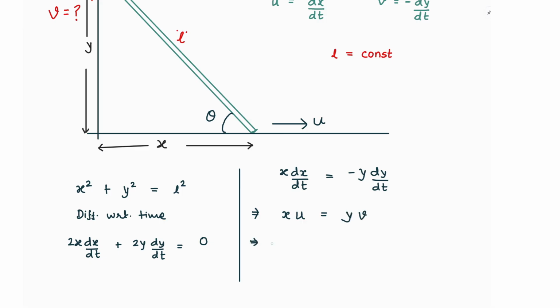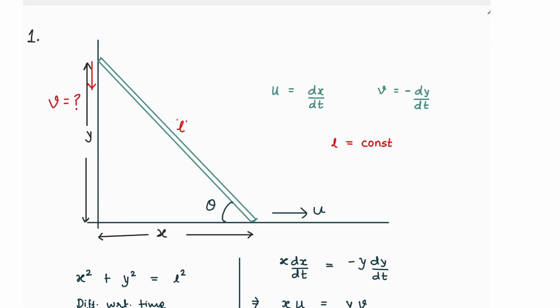So v can be written as u times x by y, where x by y can be written as cot theta. So v is equal to u cot theta, and this is the final answer for this problem: v is evaluated in terms of u and theta, that v is equal to u cot theta. But I have a method too to solve this problem.